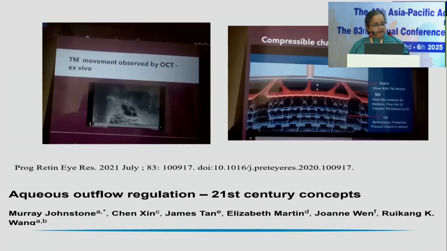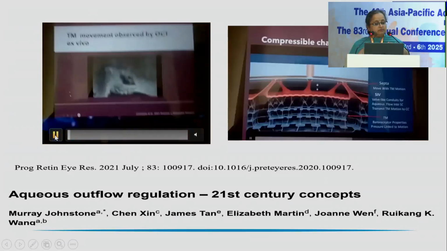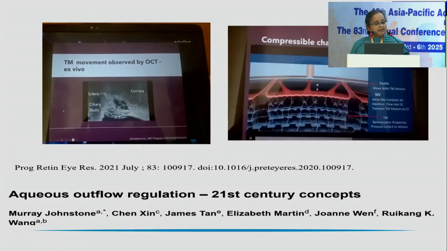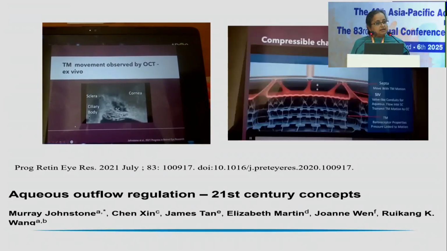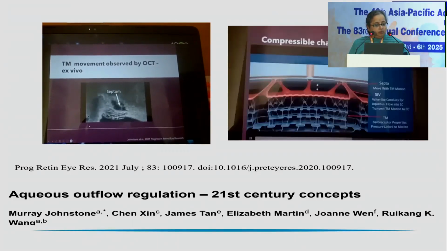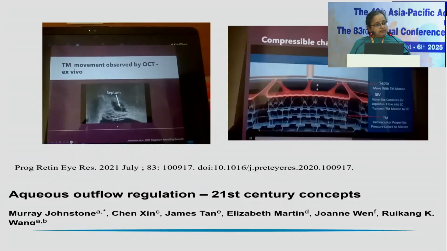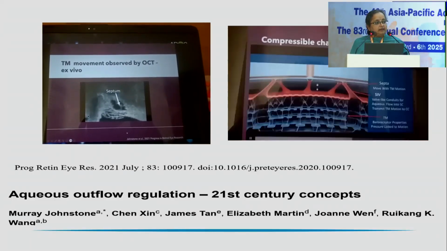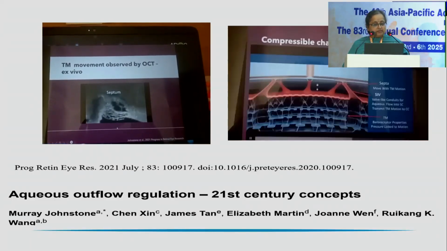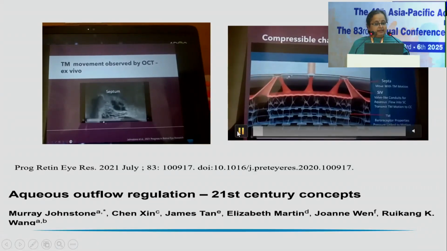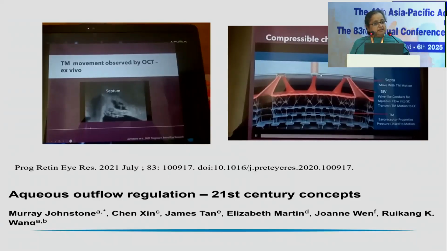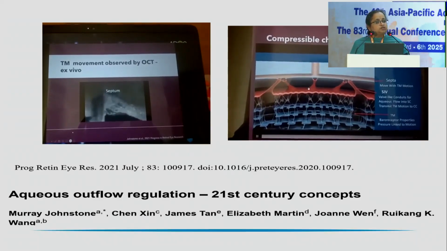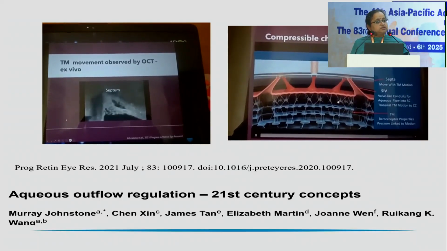So this was a very interesting paper in 2021, which showed that there are channels or processes that come in between the trabecular meshwork beams, kind of, you can say, projections that come up from the trabecular meshwork beams. Only when there is contraction, that can actually be seen when the TM is contracting. So possibly these processes, this is the diagrammatic representation. These are compressible chambers and valves, as they call it. Now, the presence of these valves ensures the unidirectional flow of aqueous towards the Schlemm's canal.